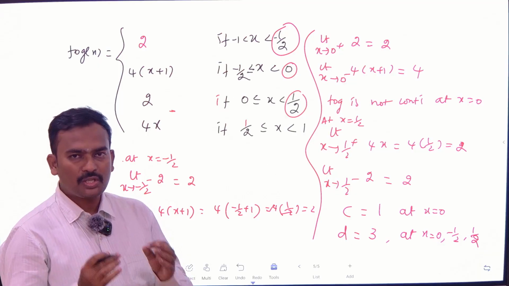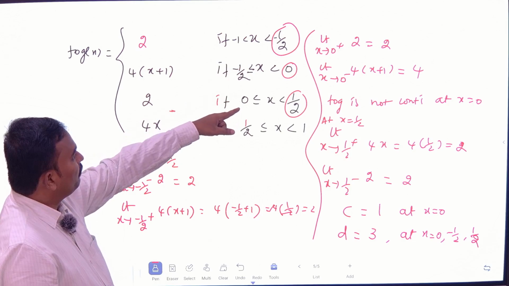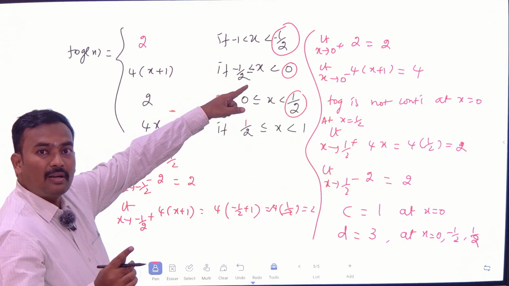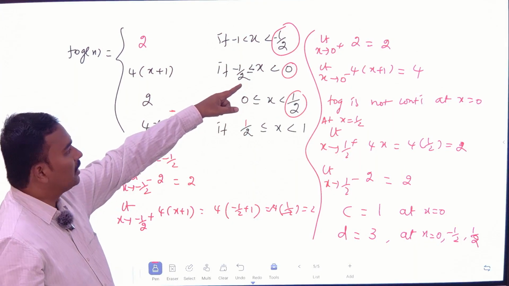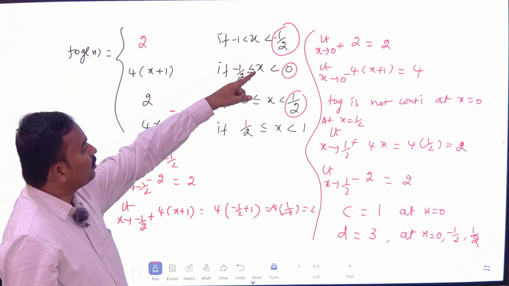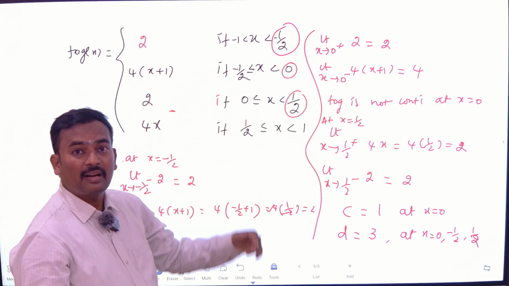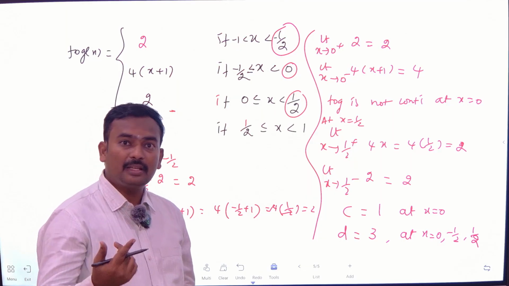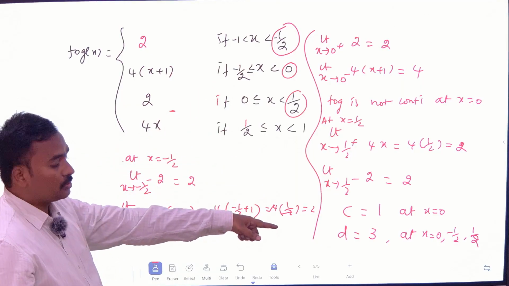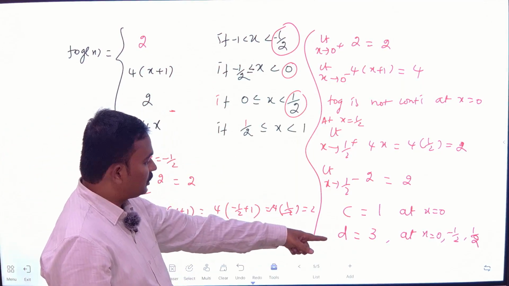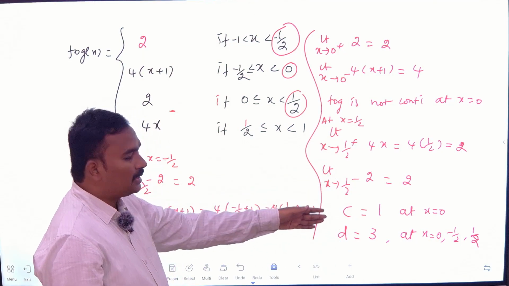Clear? You have to check the differentiability. You have to check minus 1 by 2, plus 1 by 2, and 0. 0 is already known to be not continuous because the left hand limit and right hand limit are not equal, therefore not differentiable. At minus 1 by 2 and plus 1 by 2, the left hand derivative and right hand derivative are not the same. Therefore, it is not differentiable at those points also. So the number of points not differentiable is 3 and the number of points not continuous is 1. The total C plus D is 4.